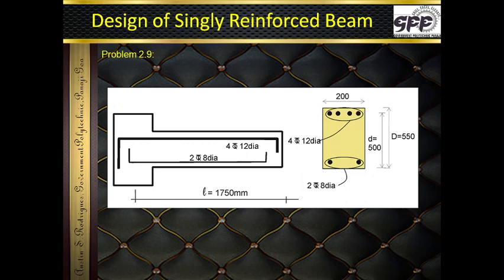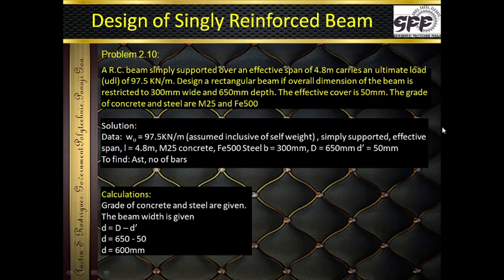So having understood a cantilever beam, how it's working, now what we will do is we will take another beam, another example. So this example is of an RC beam which is simply supported over an effective span of 4.8 meters. It carries an ultimate UDL load of 97.5 kilonewton per meter.